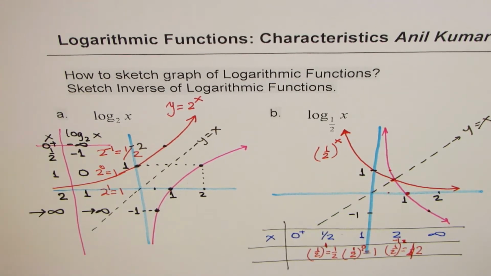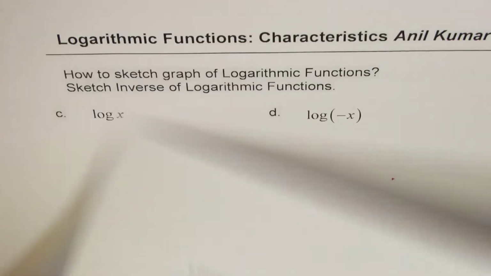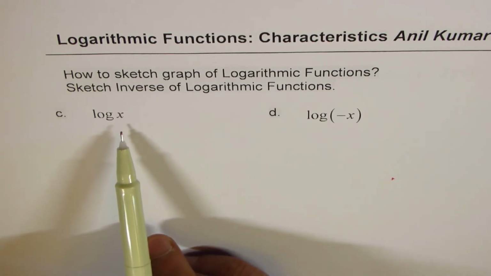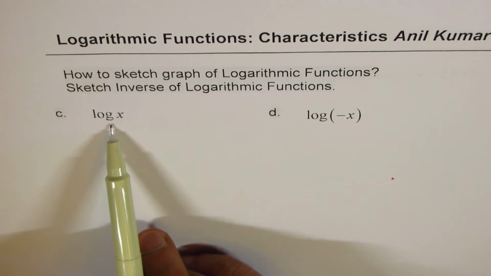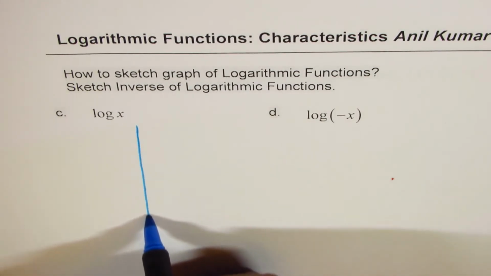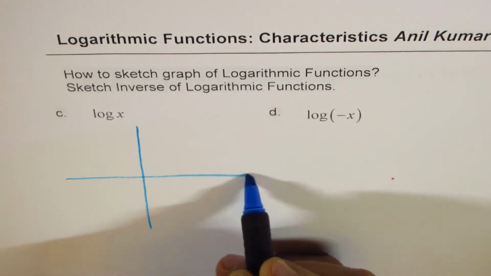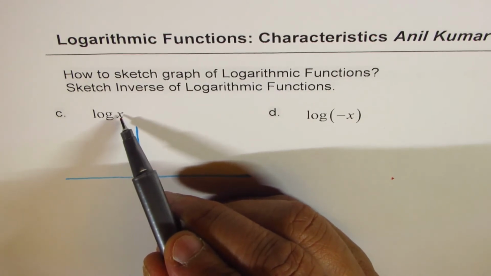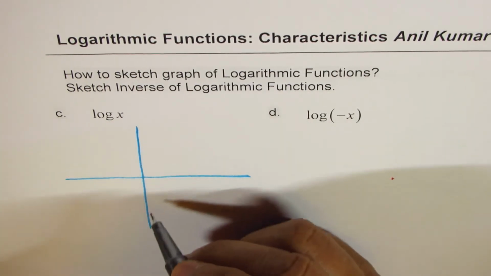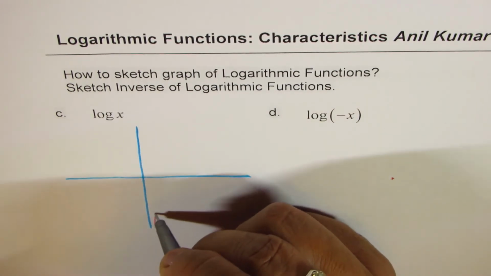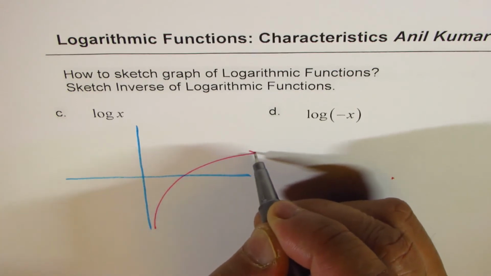Let me take 2 more examples on sketching the graph. So here we will sketch a logarithmic function where log is to the base of 10, right? So let us see how to sketch this. x has to be greater than 0. When x is approaching 0, y is approaching minus infinity, right? And the graph will be kind of like this. We'll fill in the values later.